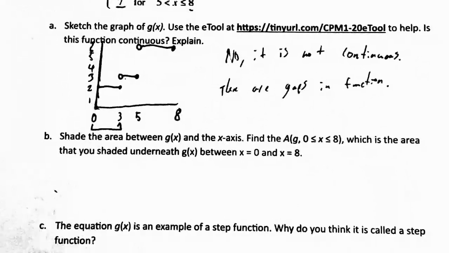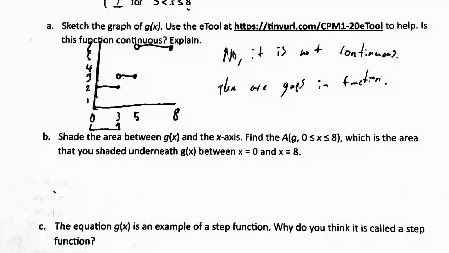All right. B. Shade the area between g of x and the x-axis. Find the area which you shaded underneath. Okay. So I'm going to shade these regions. We're just going to make a series of rectangles and then find the area of them.